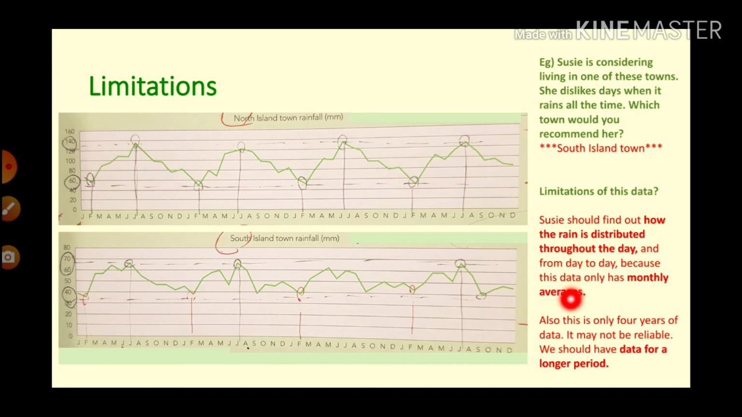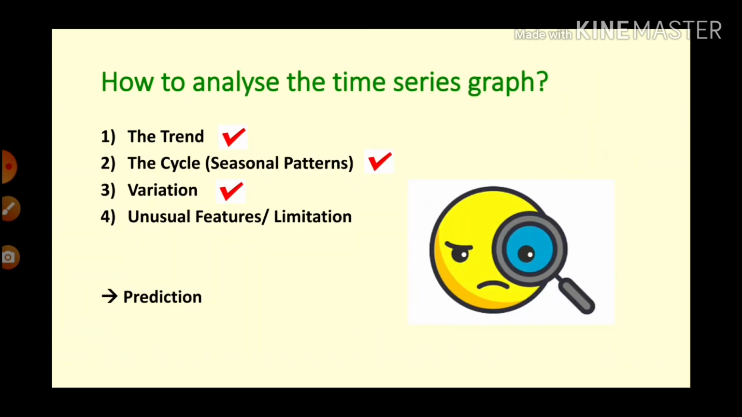Okay? And also, January, February, March, January, February, March, so 1 year, 2 year, 3, 4. The data is only recorded for 4 years. This is not enough. We should have a longer time period, okay, to be more certain. Make sure the data is reliable. So this is about limitations.